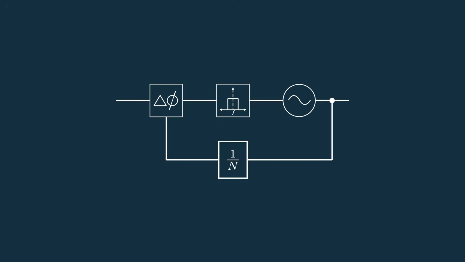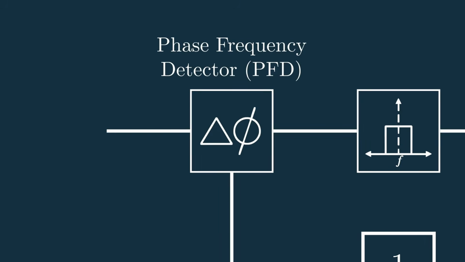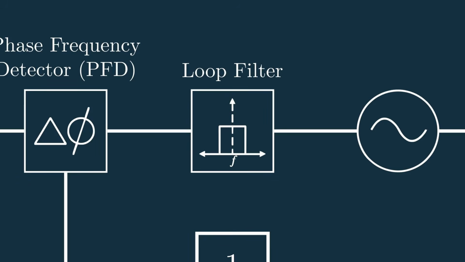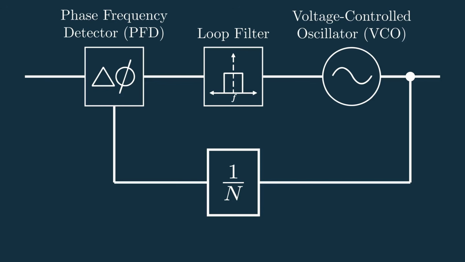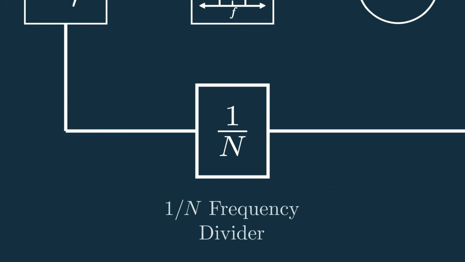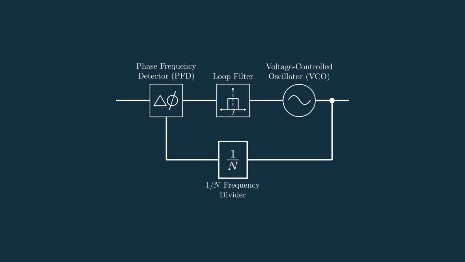The PLL is made up of a few more components, starting with a phase frequency detector, or PFD, which feeds into the loop filter, and then a voltage-controlled oscillator, or VCO. Part of the VCO's output is then sent back into the PFD, where it's compared with the original input signal, but first it goes through a block that multiplies the frequency by a fraction. That's quite a bit, but let's go through it, block by block.